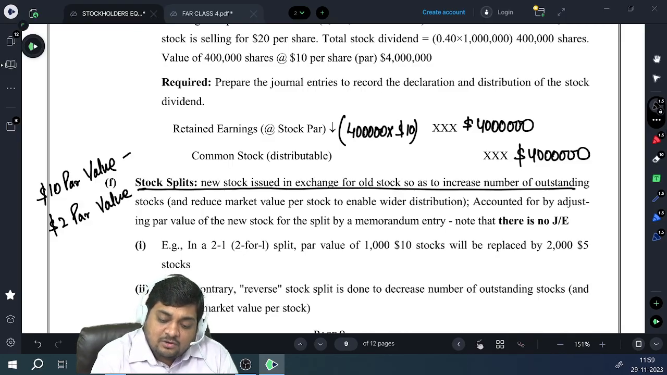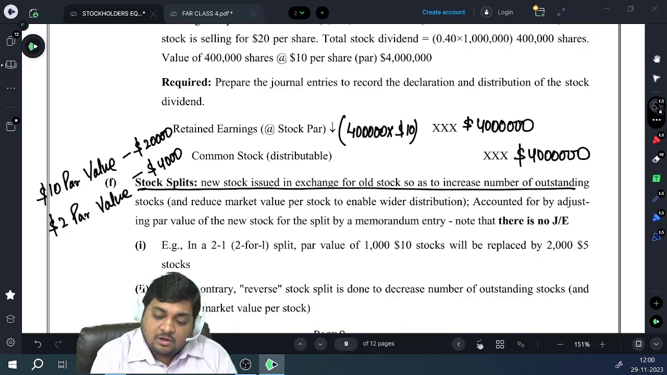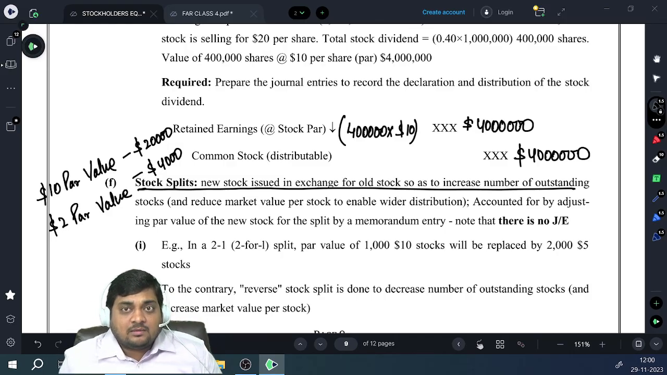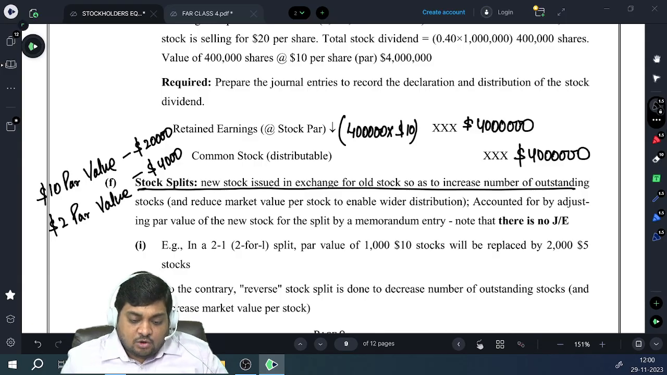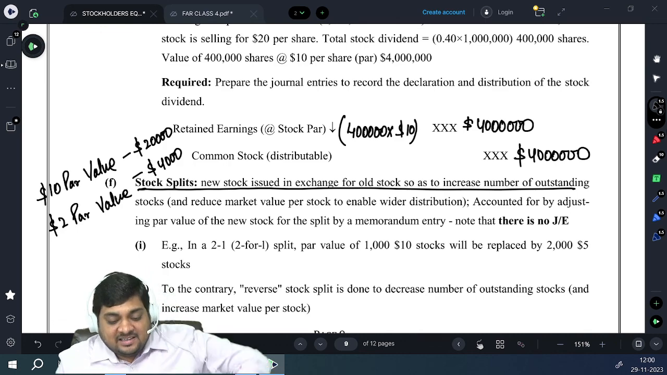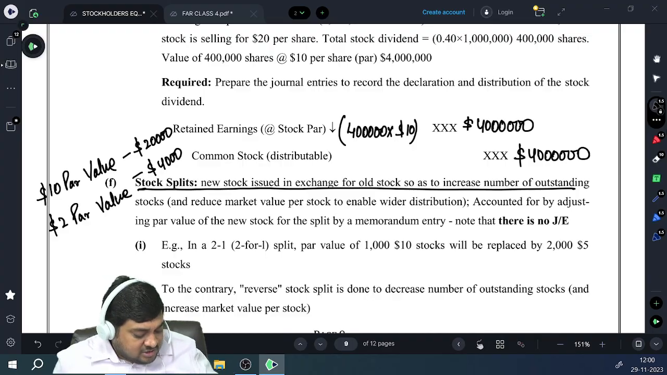So the 10 par value stock's market value was $20,000. Now the 2 par value's market value will be $4,000. Just splitting it into 5:1. Each share is split into 5. So automatically the total capitalization value or the total book value, the total stockholders' value will remain the same. Only the number of shares will increase and decrease. So stock split and reverse stock split is consolidation.